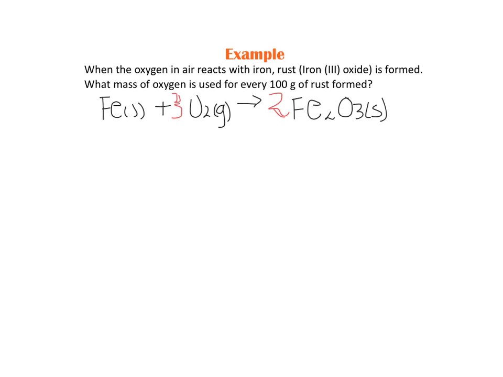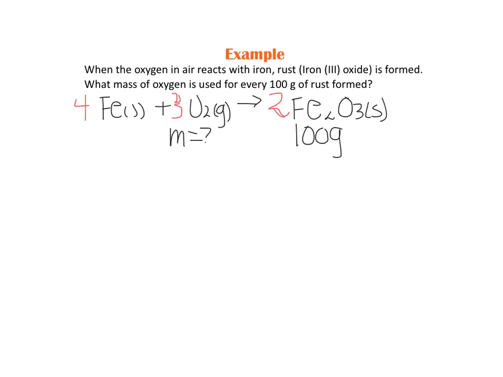I don't know what's up with my pen here, guys, sorry. And we have 4 irons. Excellent. Writing what we know about each thing below it, we get 100 grams of rust, and we're looking for the mass of oxygen.